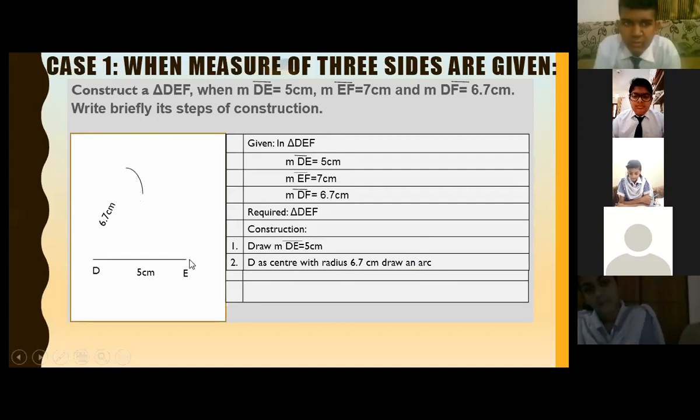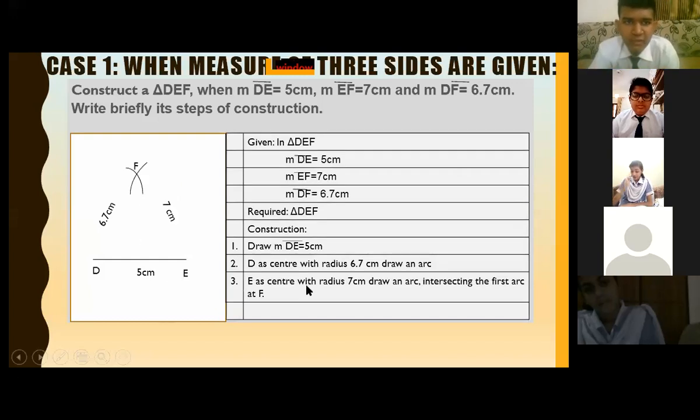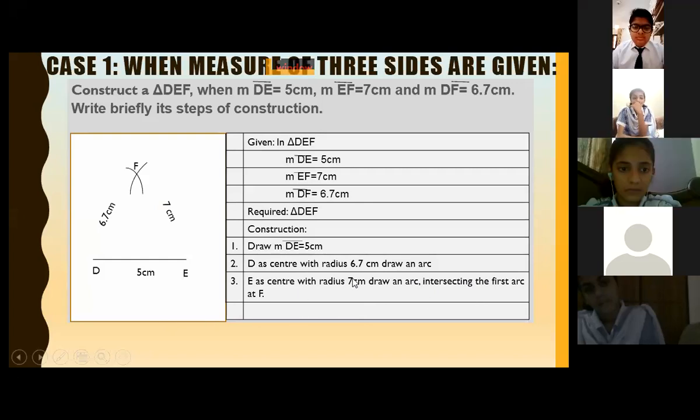Now the next point is we have to put the compass on E with the measurement of 7 centimeter, and draw an arc which cuts the previous arc at F. Very good. Now we can write this step of construction: E as center with radius 7 centimeter, draw an arc intersecting the first arc at F.